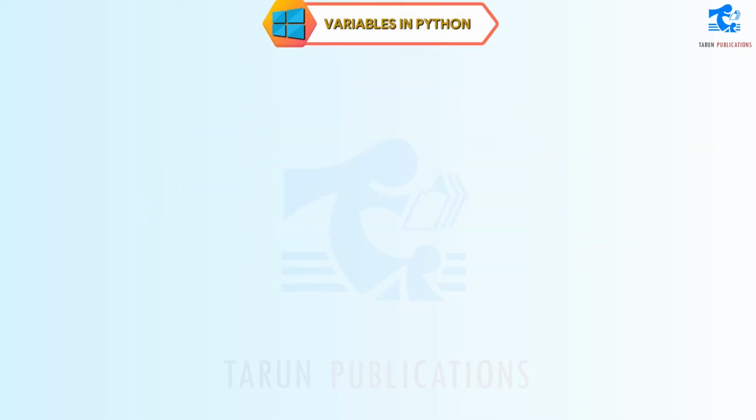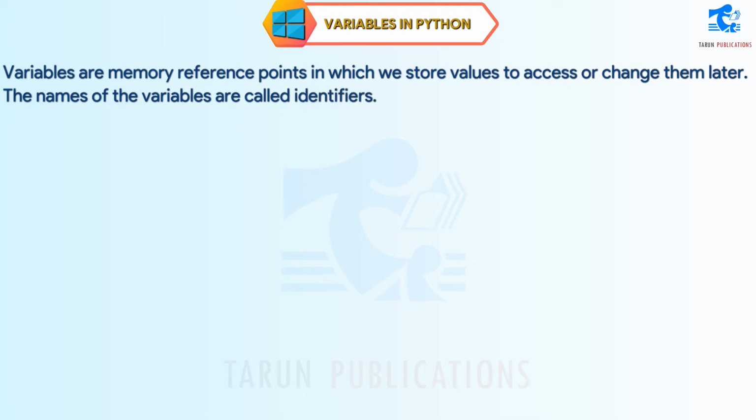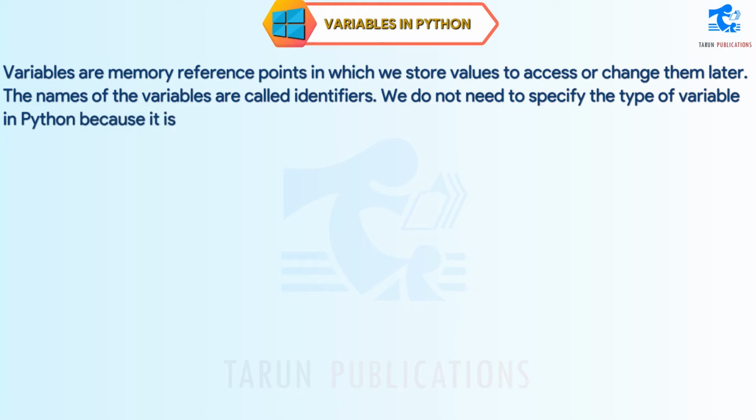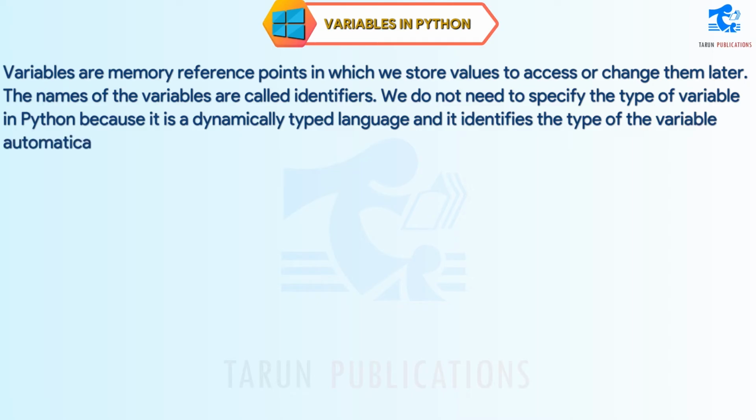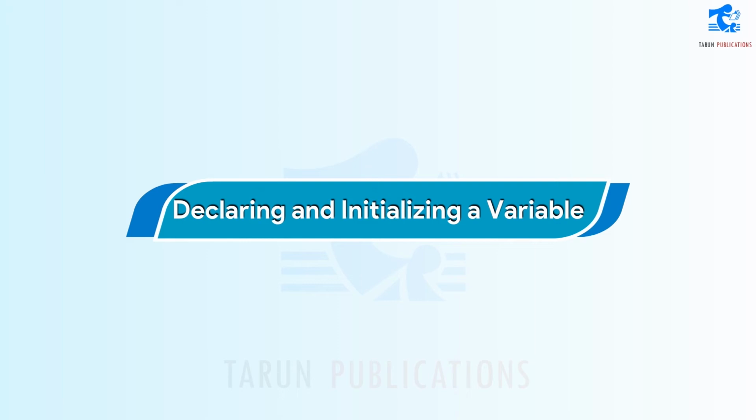Variables in Python. Variables are memory reference points in which we store values to access or change them later. The names of the variables are called identifiers. We do not need to specify the type of variable in Python because it is a dynamically typed language and it identifies the type of the variable automatically. Example: num = 4, price = 20.755, total = round(price * num, 2), print(total).